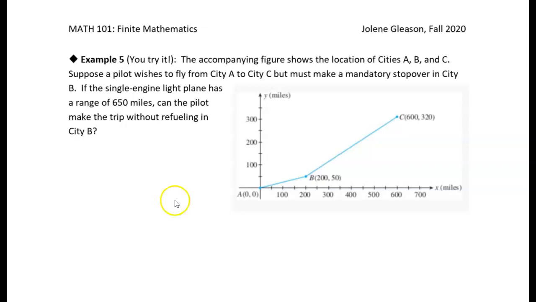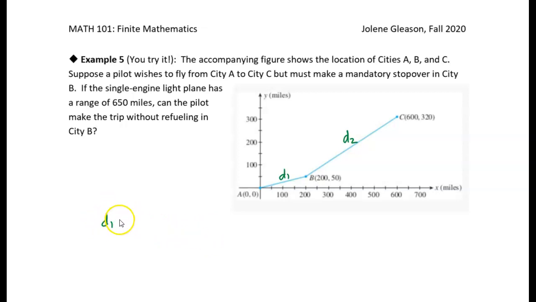So let's find these distances. I'm going to call this distance D1 and this distance D2. Conveniently, we're given some coordinates for each of these cities. City A is at (0, 0), city B is at (200, 50), city C is at (600, 320). We can use those coordinates and the distance formula to figure out these distances.